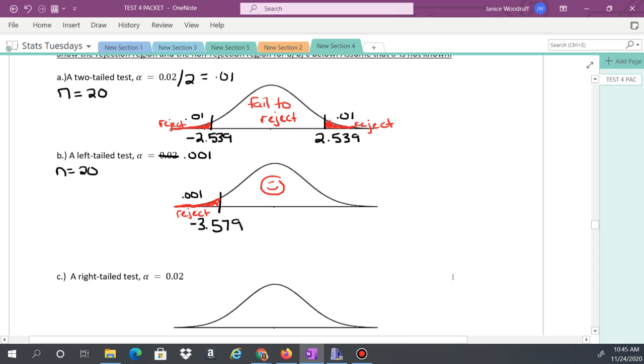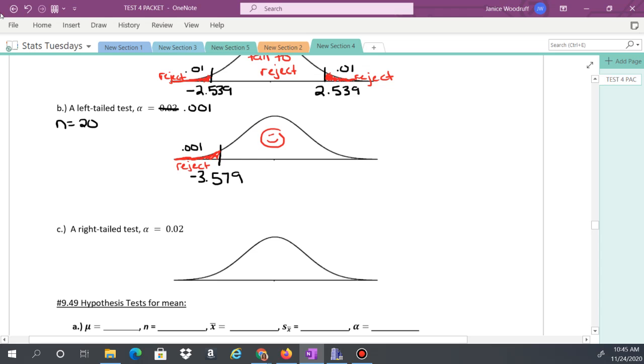And then for the very last one, let's do a significance level of, we'll go ahead with 0.025 for a right-tailed test. And we'll do a sample size of 15 here. Okay, so we have our 0.025 inside here.